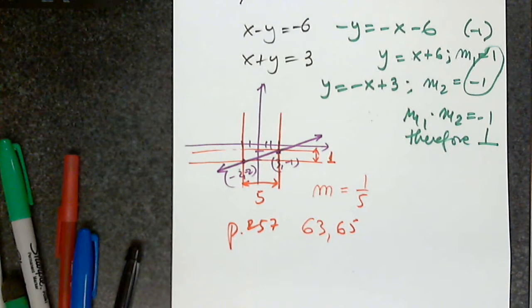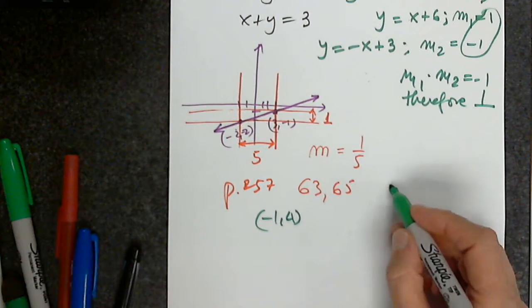Okay, so let's read 63. Draw a graph of two linear equations whose associated system has the solution -1, 4. It says draw. It doesn't say determine the lines or determine the equations. It just says draw. And the solution has to be -1, 4.